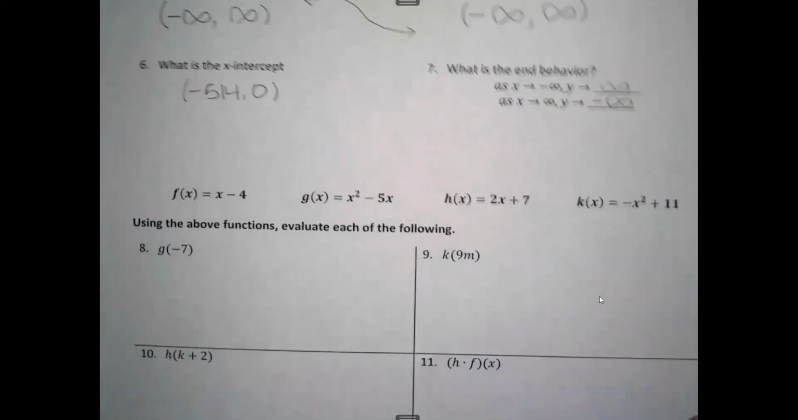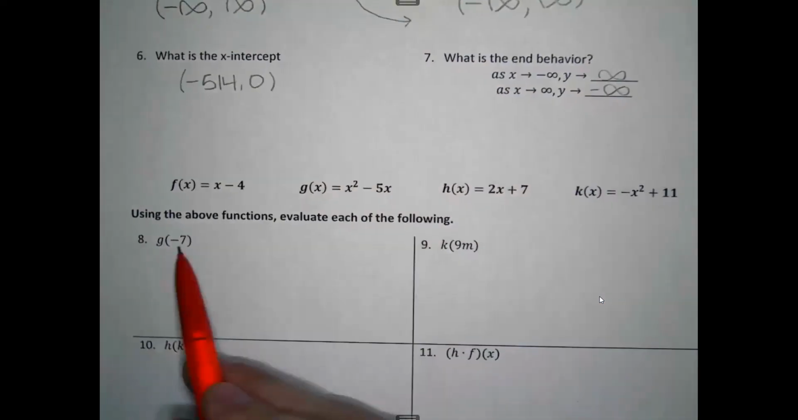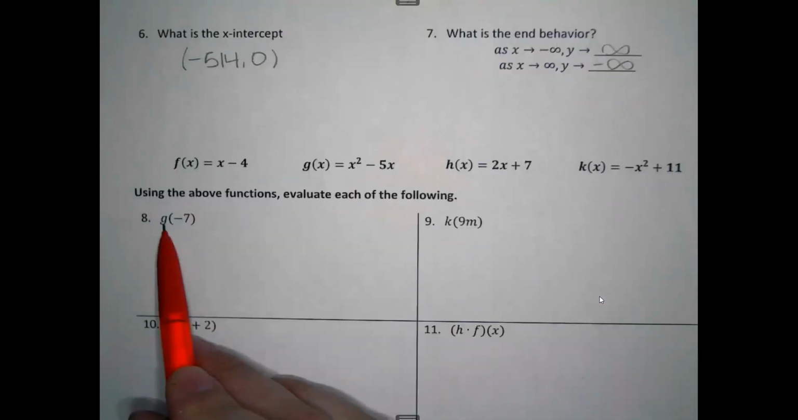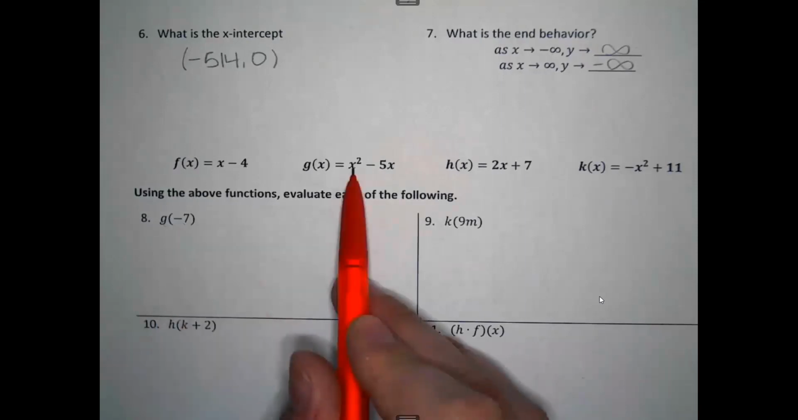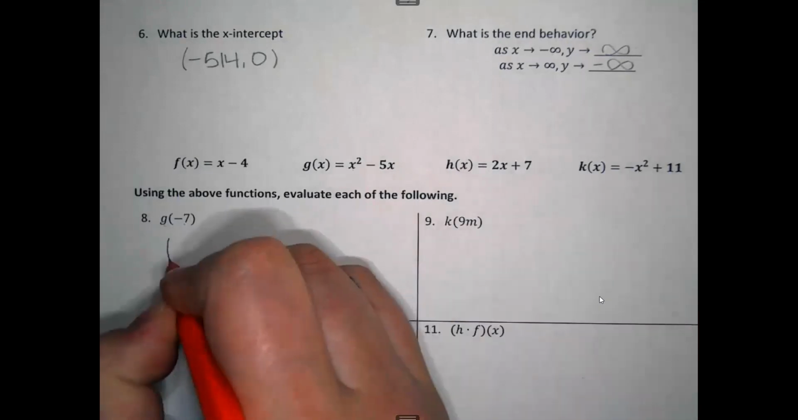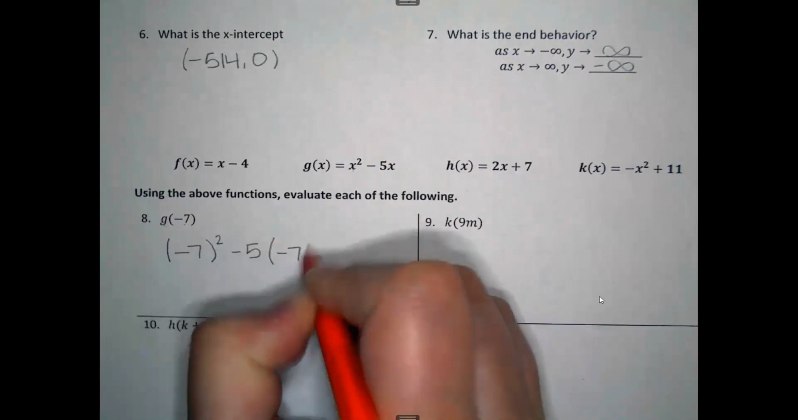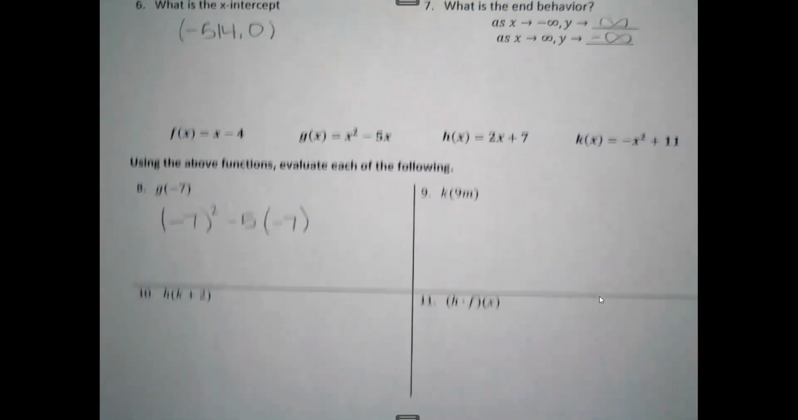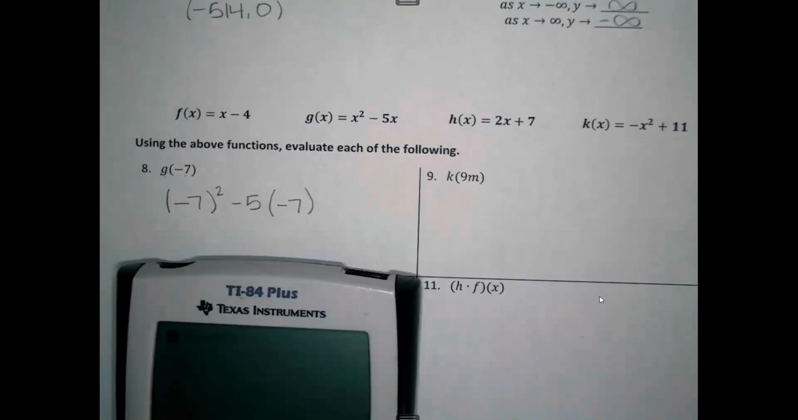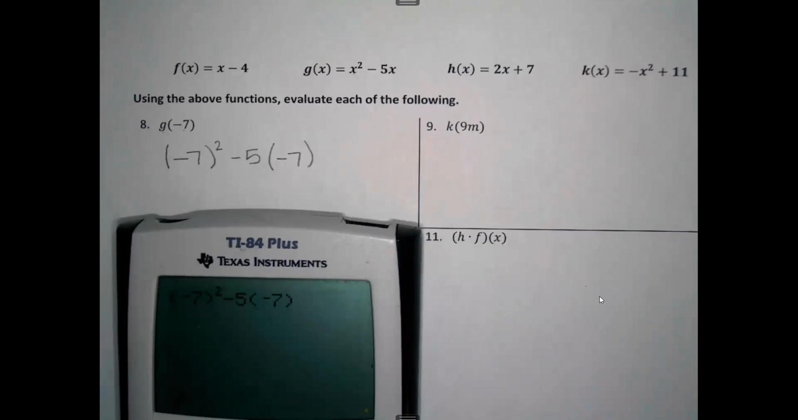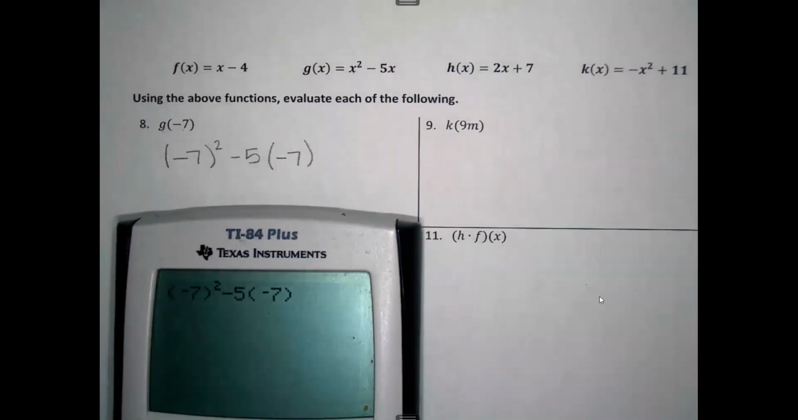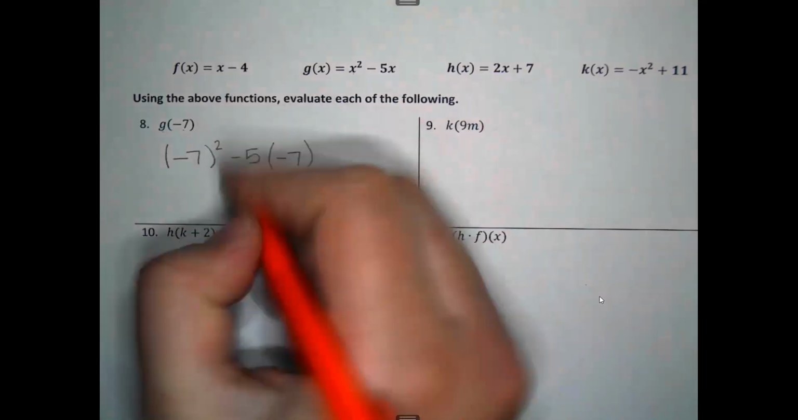Then over here, we got some stuff to plug in. So it says, take function g and plug in -7. So we're going to take out the x's and we're going to put -7s in there instead. So -7 goes in for x. And then since this is all numbers, we can plug that straight into a calculator. And if you plug that straight in exactly the way that it looks, what do you get? You get 84. Good. If you type it in exactly the way that it looks, you get 84. Okay.